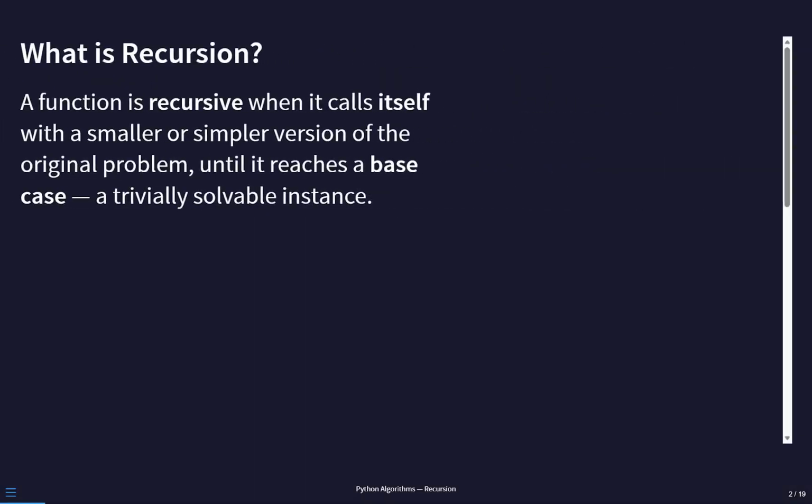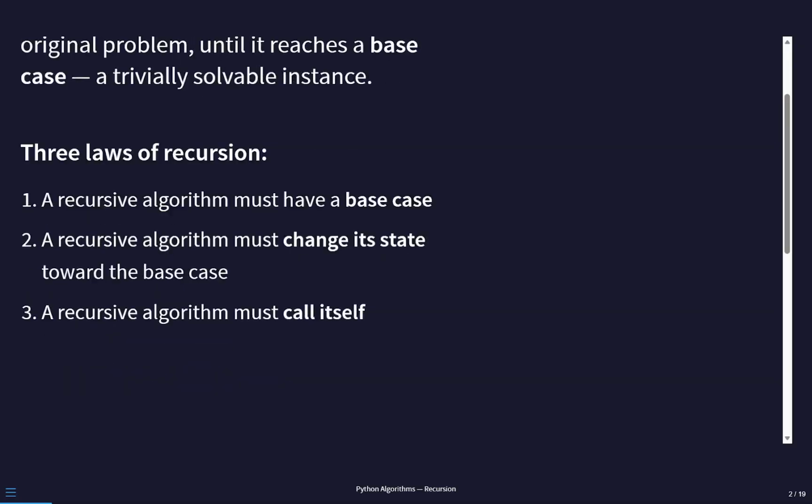A function is recursive when it calls itself, but not just blindly. It calls itself with a smaller or simpler version of the original problem, and it keeps doing so until it reaches a base case, a problem so trivial it can be answered directly without another call. Three laws govern every correct recursive algorithm.